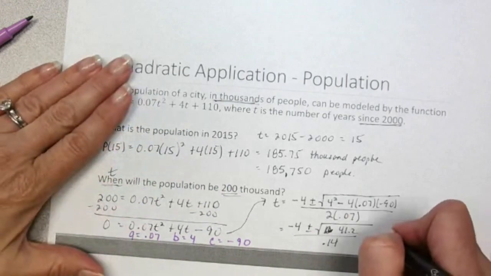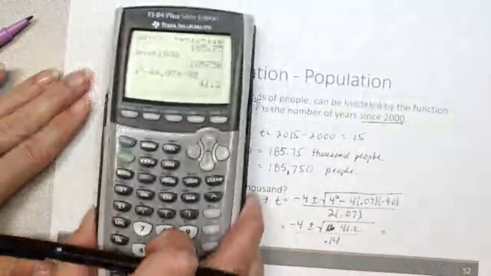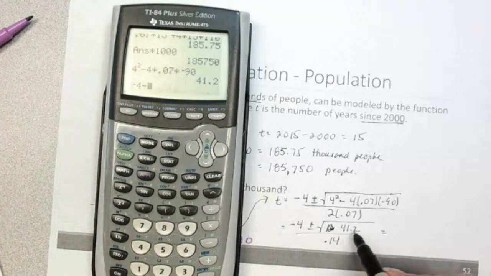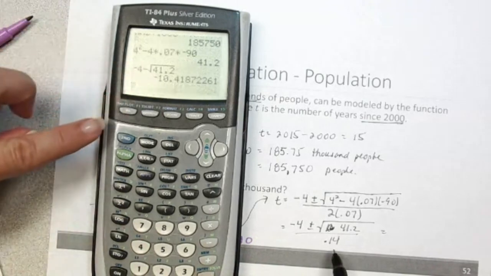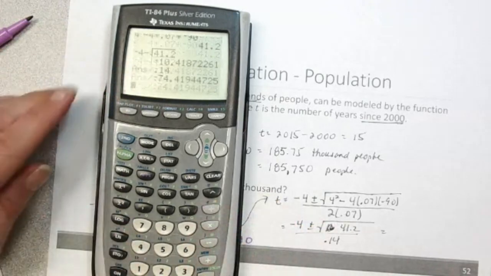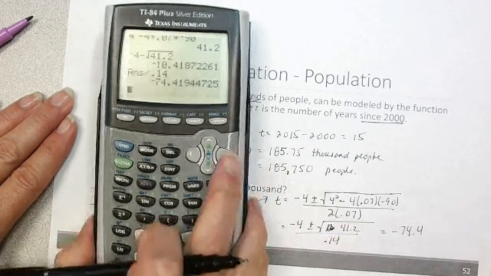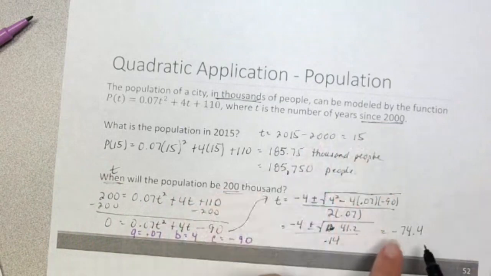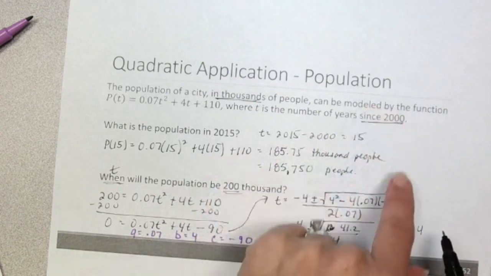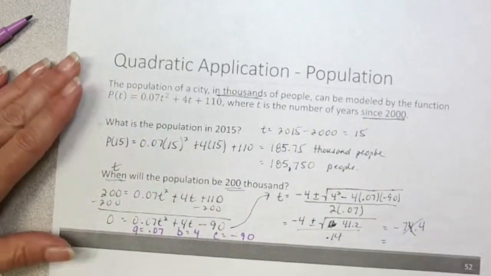Let's find negative 4 minus first. Negative 4 minus the square root of 41.2, press enter, and then divided by 0.14 is negative 74.4. All right, wait a minute. Can this be right? We want a population. When will the population be 200,000? Can t be negative 74.4? That'd be way before the year 2000. So I don't think that one's making sense. That one gets thrown out. It doesn't fit the context, right?